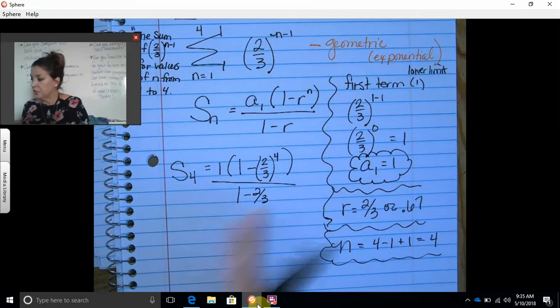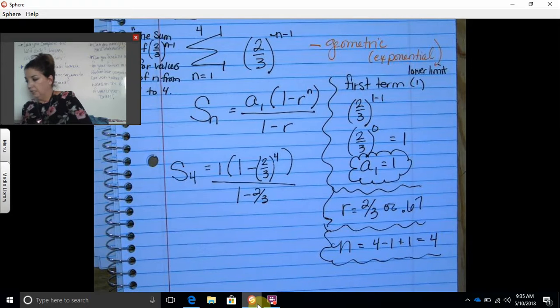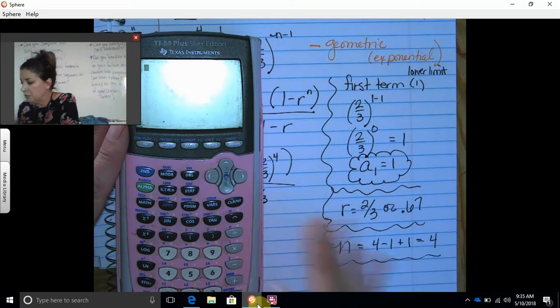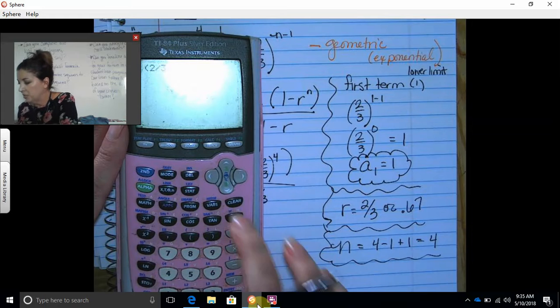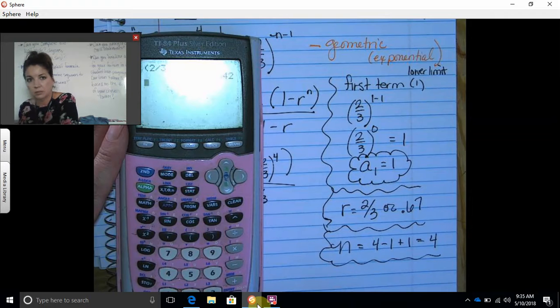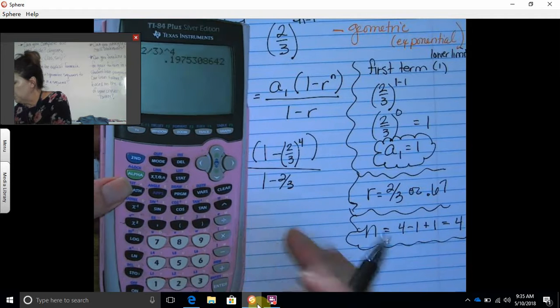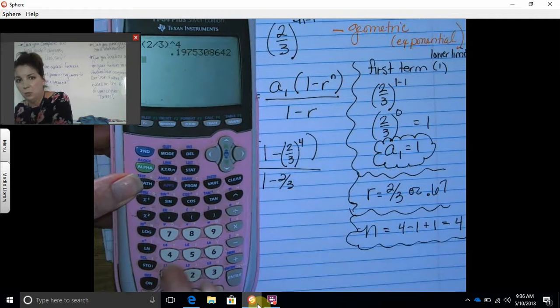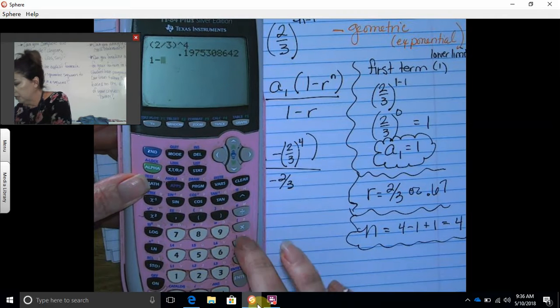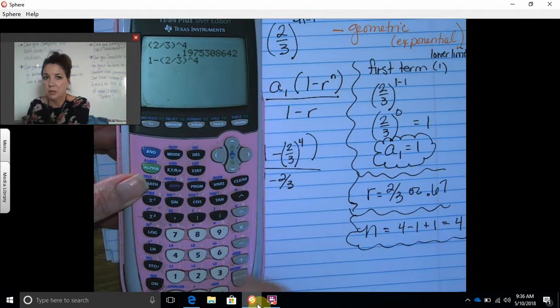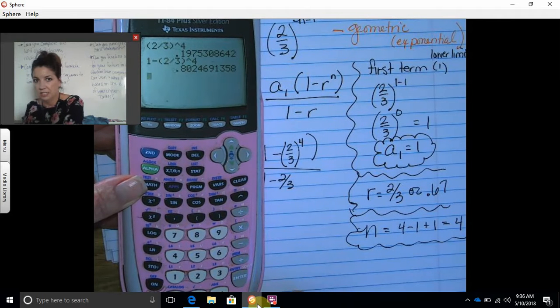So let me just see what 2/3 raised to the 4th power is. It's a fraction, so I'm going to have to use parentheses. Open parentheses, 2 divided by 3, close parentheses, raised to the 4th power. If I do 1 minus 2/3 raised to the 4th power, that would be 1 minus, open parentheses, 2 divided by 3, close parentheses, raised to the 4th power. Again, I can't stress enough how important it is that you put this in your calculator correctly.